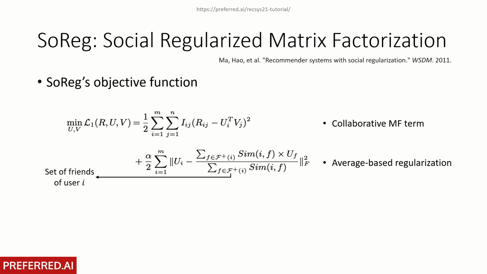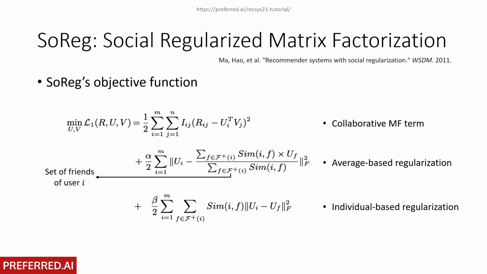Another possibility is actually to do it at an individual level, which means for every user, you try to make his embedding close to that of his friends actually. So here, u_f, it's actually all the friends of user i.